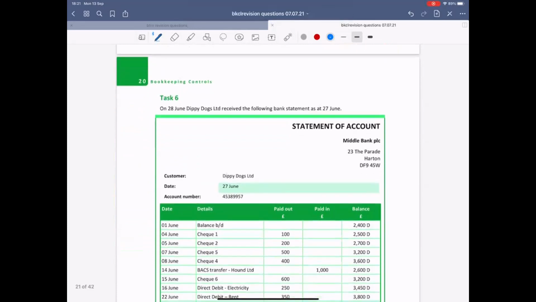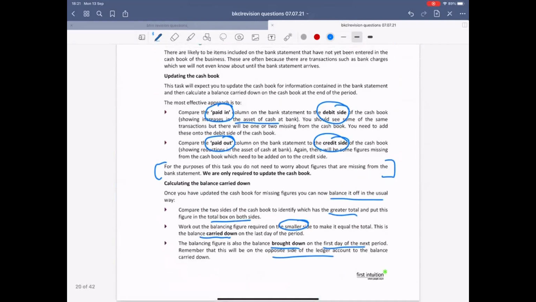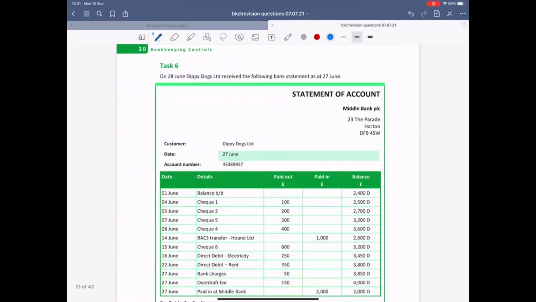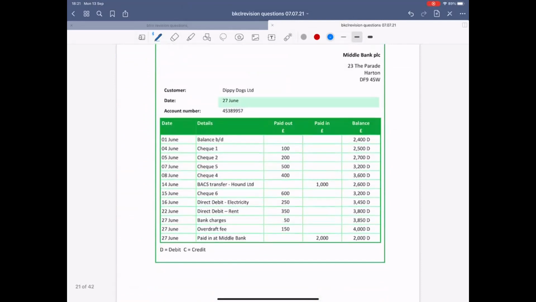In terms of this task 6, we're going to do our little comparison of our bank statement to our cash book, spot anything that's missing, and then add it into our cash book and balance that. So task 6, on the 28th of June, Dippy Dogs received the following bank statement, and this is at the 27th of June. We can see our paid in column, which we're going to compare to the debit side of our cash book. And our paid out column, which we're going to compare to the credit side of our cash book.